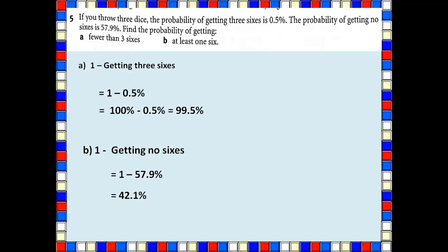Jana, are you focusing with me? Jana? She went. So anyway, Jana, you can see it again from the live session. Getting at least 1 six is the opposite of getting no sixes at all, which is given already in the question, so you subtract it, okay?